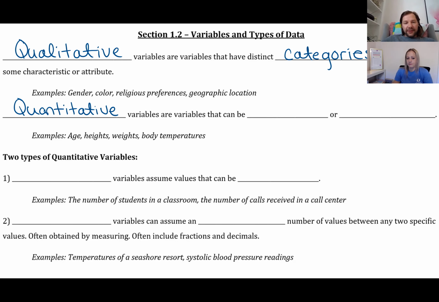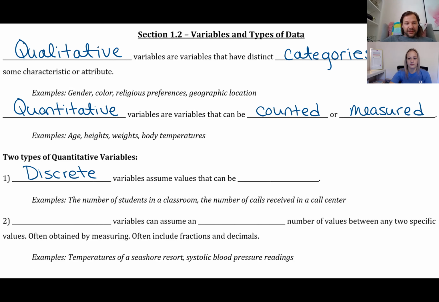Quantitative variables are variables that can be counted or measured. So think of age, height, weight, body temperatures. Gemma is 3.5 and I am 36. So those are things that we can count or measure as far as age goes. Body temperatures are obviously very important right now because we're trying to figure out if you have a fever or not. Two types of quantitative variables.